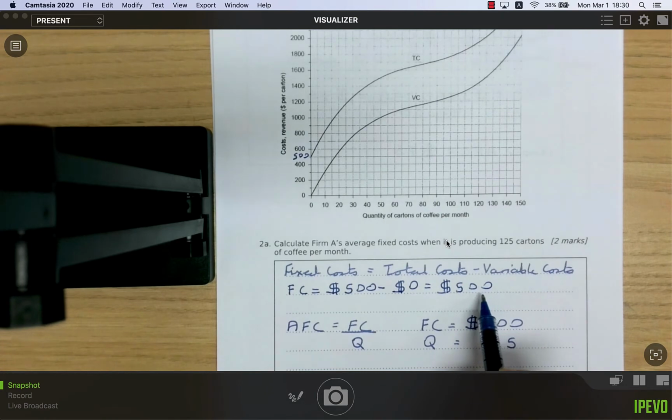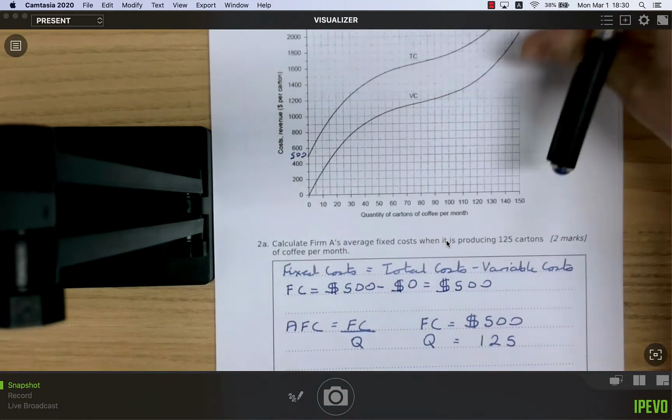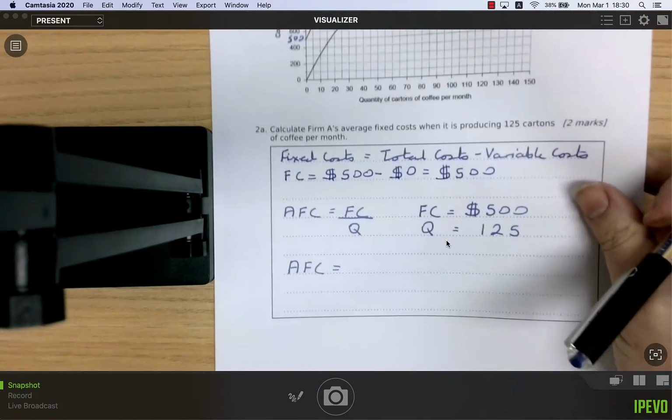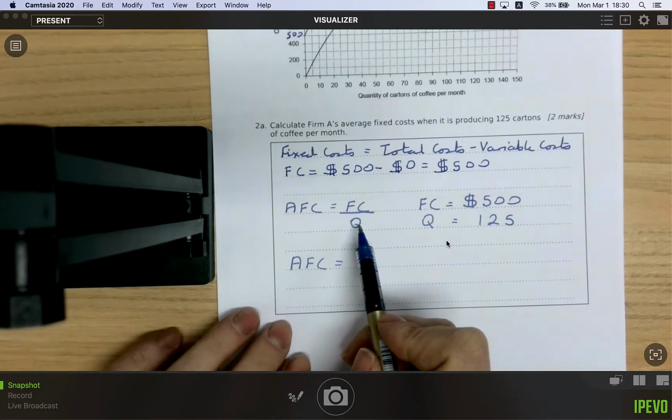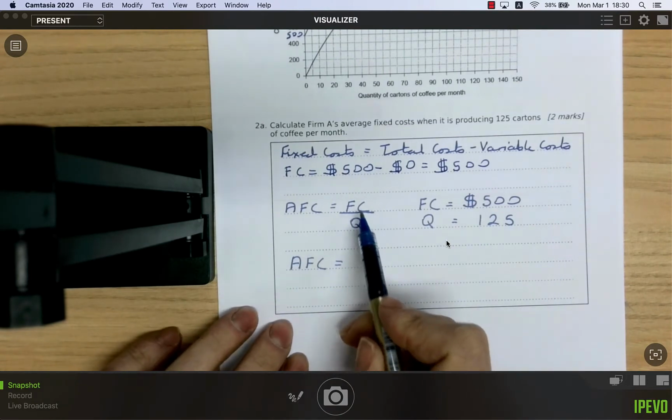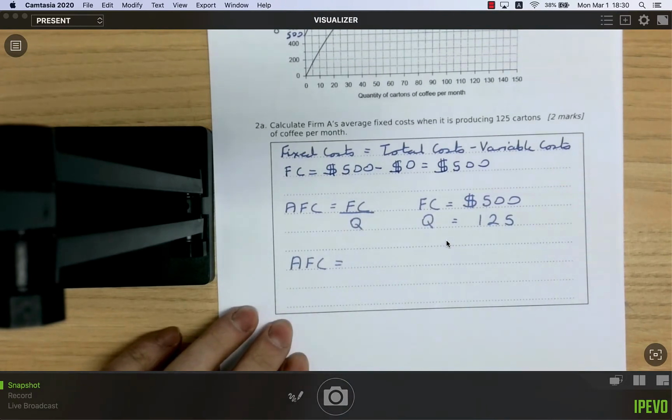Now, what we want to do is calculate average fixed costs at a quantity produced of 125 units. Well, we use this formula here like we did in the last question, which is your fixed cost divided by quantity. Now, fixed cost will always stay the same as quantity changes. Average fixed cost will always change as quantity changes.